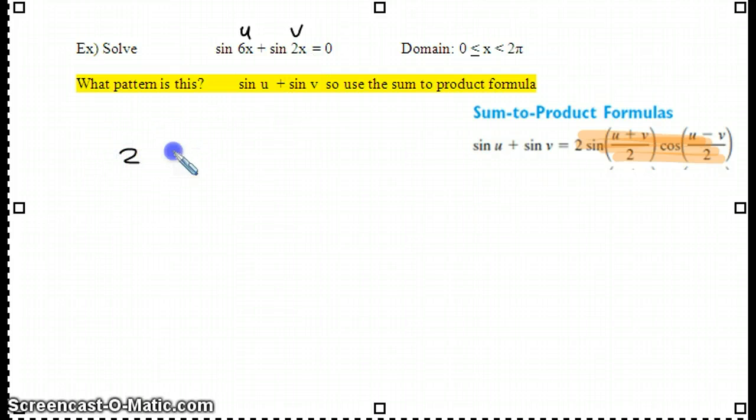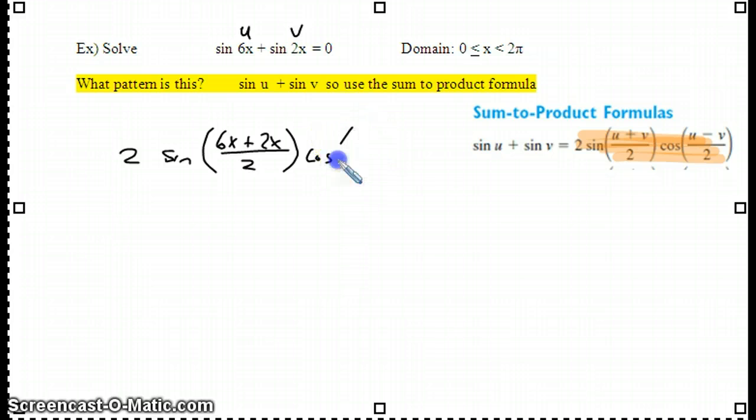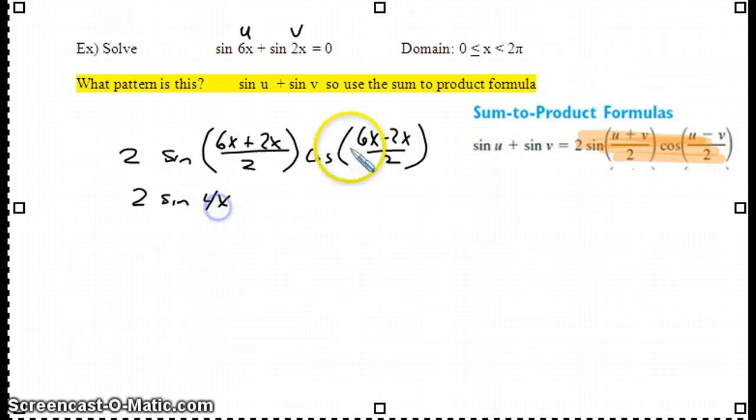So I'm going to write it as 2 sine, again I'm just using this over here, of 6x plus 2x, u plus v, over 2, and then cosine of u minus v over 2. And next thing I'm going to do then is look at this and say, okay, this is going to be 2 sine of 8x divided by 2 would be 4x. This would be cosine of, 4x divided by 2 would be 2x. And then again this whole thing equals 0.